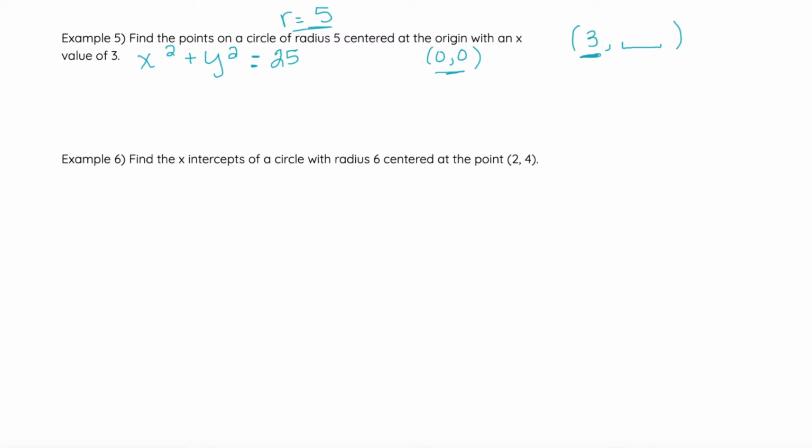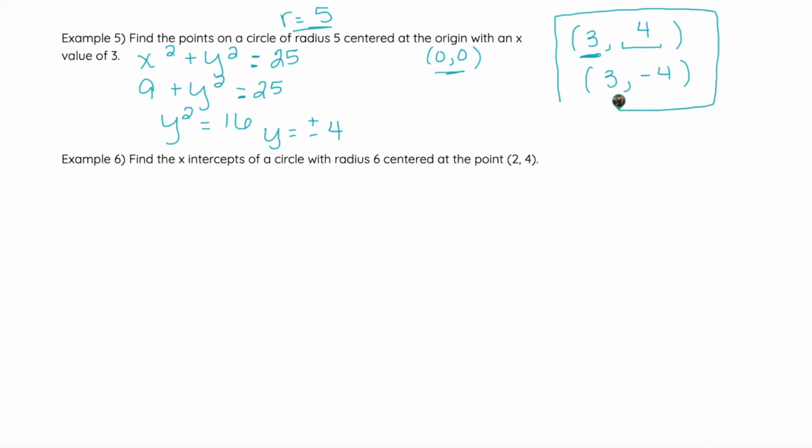If I substitute my x value of 3, I'll have 3 squared, or 9, plus y squared is 25, which would now allow me to solve for y. I can subtract 9 from both sides, therefore y squared is 16, and when I take the square root, I know that the square root of 16 is plus or minus 4. Therefore, I must have the points 3, 4, and 3, negative 4 on my circle. So those are the 2 values.